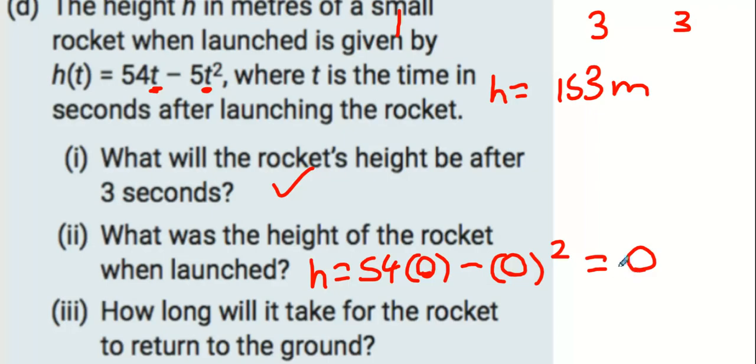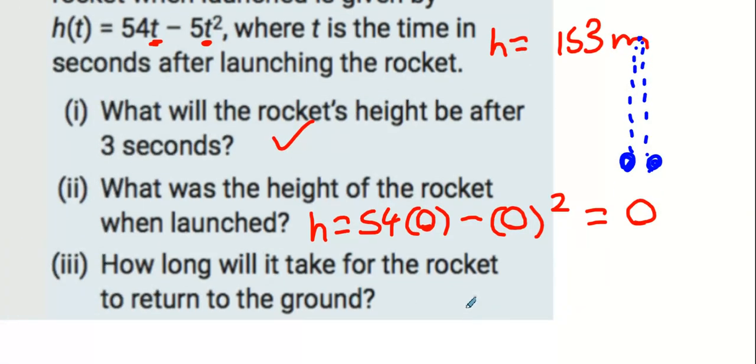So the rocket goes up into the air. The rocket goes up into the air, and apparently it comes back down again. Okay. How long will it take the rocket to return to the ground? All right, this is an interesting question. The formula is your height is given by 54 multiplied by t, take away t squared. Lads, you listening? We all listening?